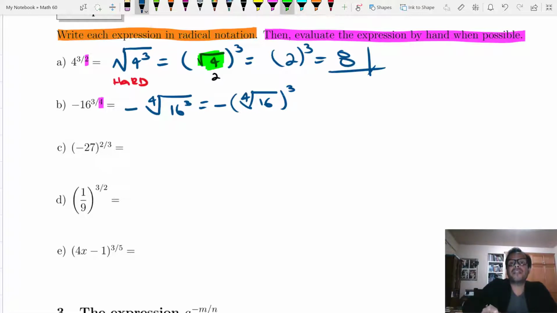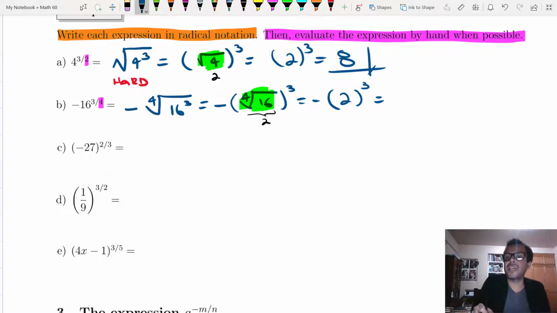So the quantity right inside, the 4th root of 16, is the number whose fourth power equals 16. In this case, it turns out that it's a 2, right? So negative 2 to the third power. And what is 2 to the third power? Again, it is 8, like the previous example. However, we have a negative sign in the front, so be careful, all right?